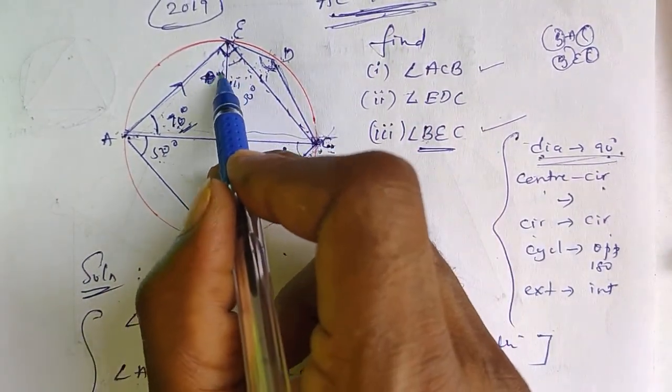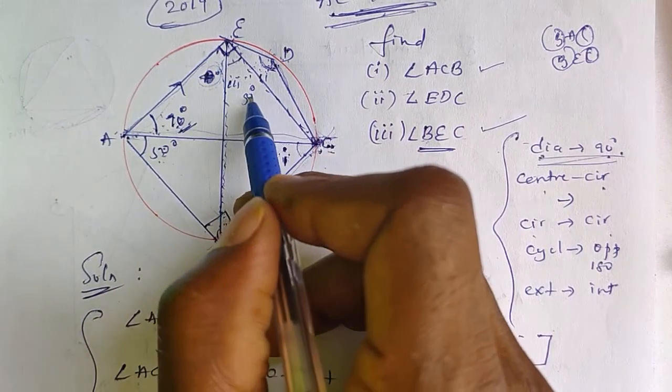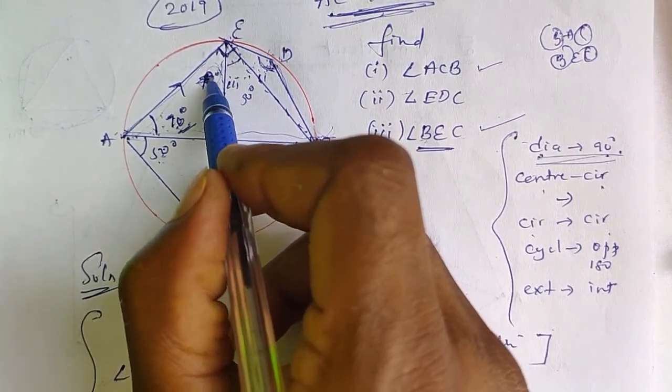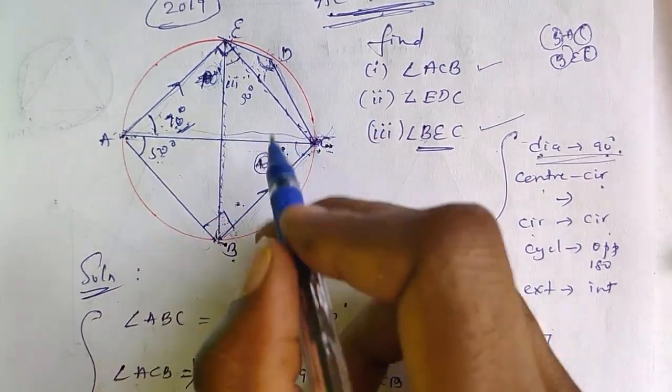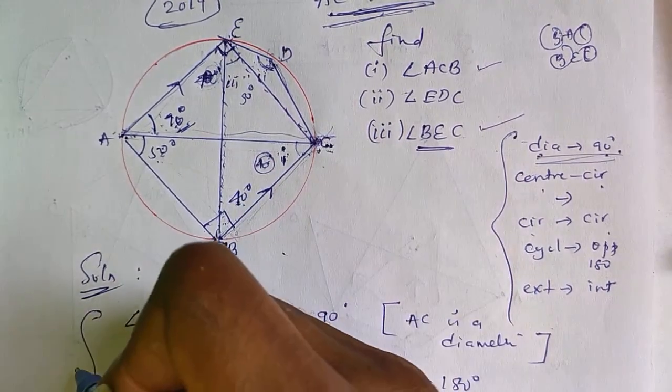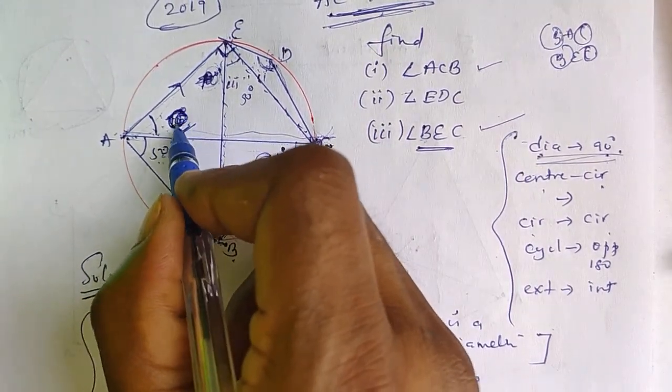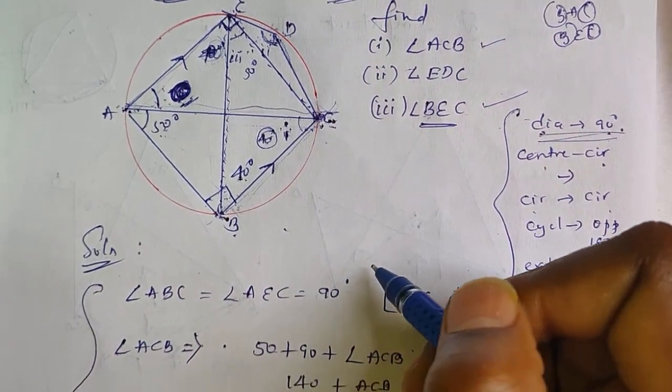Here what angle did you get here? This is 50 degree. Now here how much will we get? Here 40 degree we will get. So that 40 degree comes here also. And this 70 degree is actually not required. 70 degree is not required.